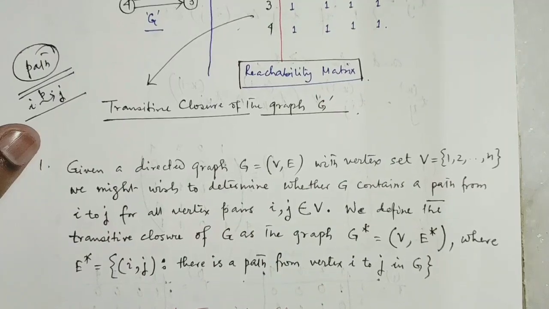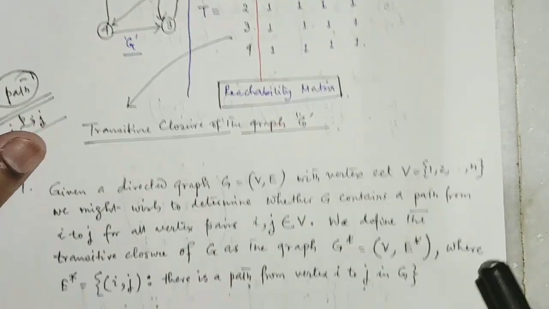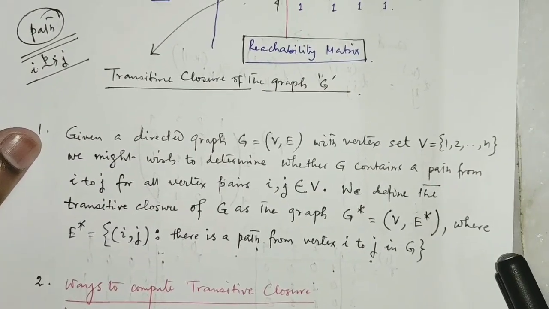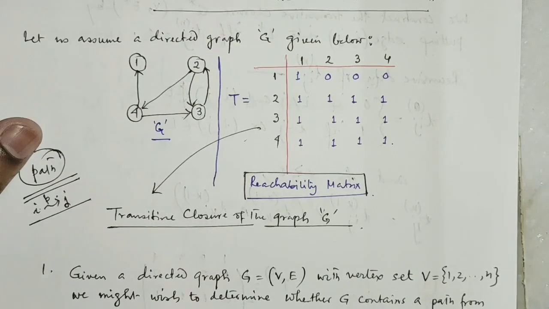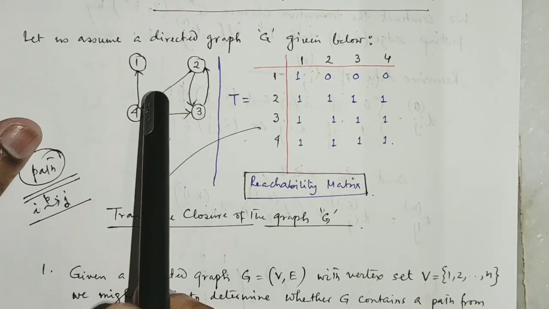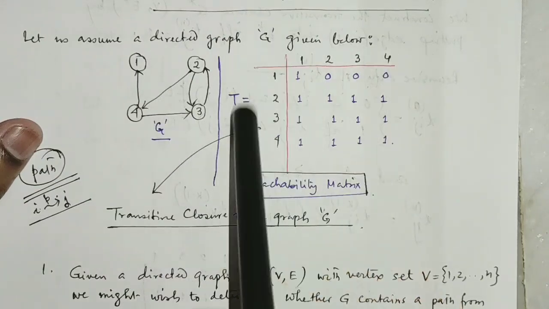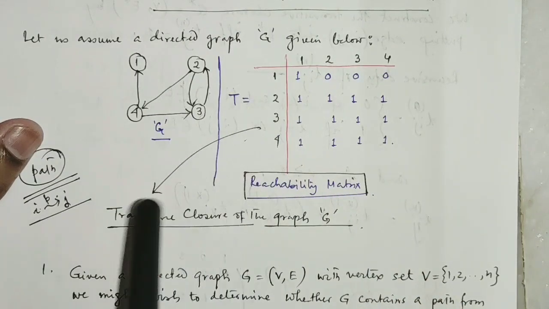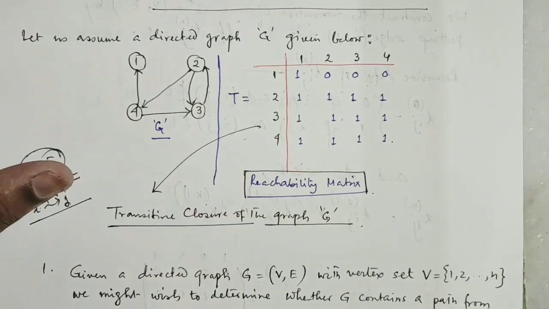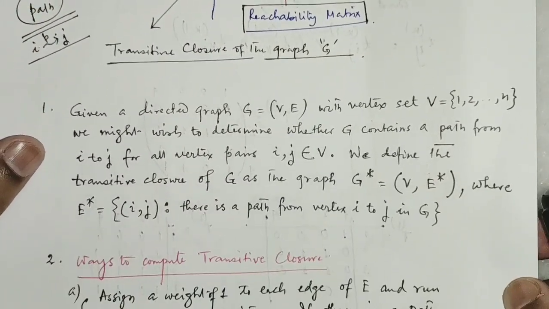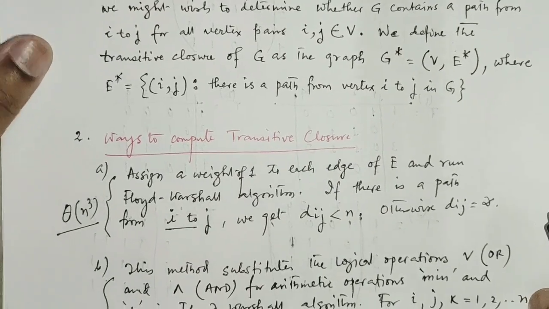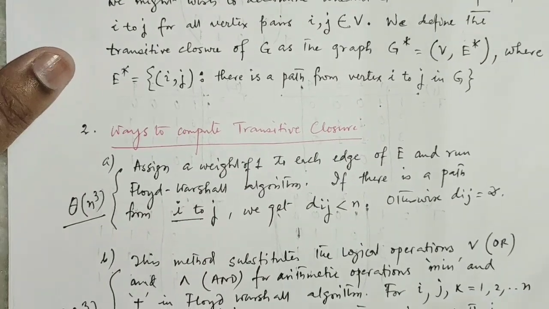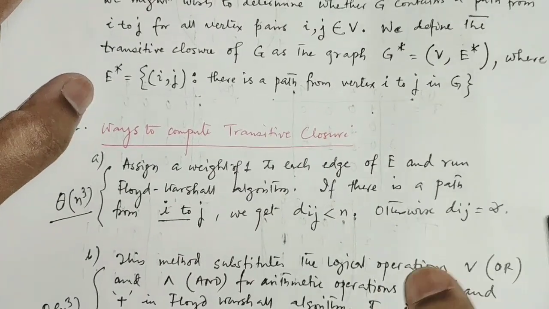Okay, fine. Now we must know what are the different ways to compute the transitive closure. Whatever I told you so far is simply mathematical concepts. If the graph is given, you can easily calculate the transitive closure. Then you must know the algorithmic approach of the transitive closure calculation. That means you must know the ways to compute the transitive closure. So what are the different ways to compute the transitive closure?